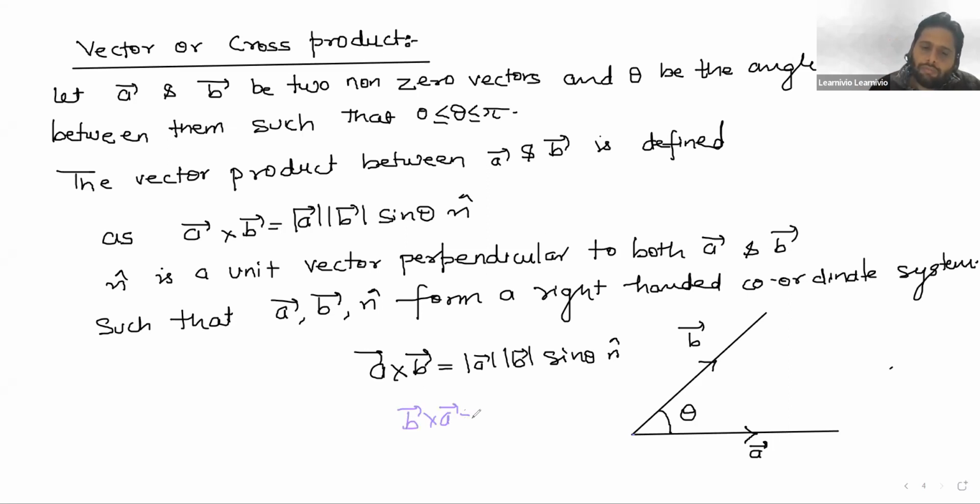What will be our formula? Magnitude of B, magnitude of A, sine theta, n cap. Now, what is the direction of this n cap in B cross A? We are finding B cross A. Put your finger in the direction of B, move this towards A, then this thumb is going inside the screen. Here the n cap is again perpendicular to both A and B, but it is going inside the screen.